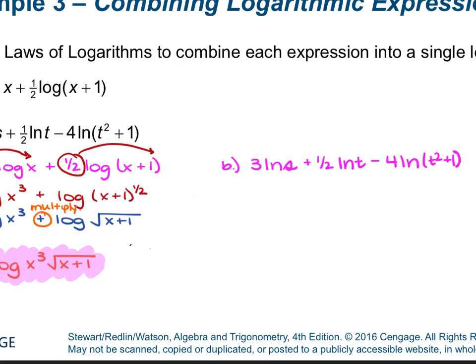For example B, we're given 3 natural log s plus 1/2 natural log t minus 4 natural log t squared plus 1. So we're first going to simplify those, the 3, the 1/2, and the -4. So this 3 is going to become a power on that s, that 1/2 becomes a power on that t, and that 4 becomes the power on the t squared plus 1. So we're just going to rewrite this as ln s cubed plus ln t to the power of 1/2 minus ln t squared plus 1 to the 4th power.